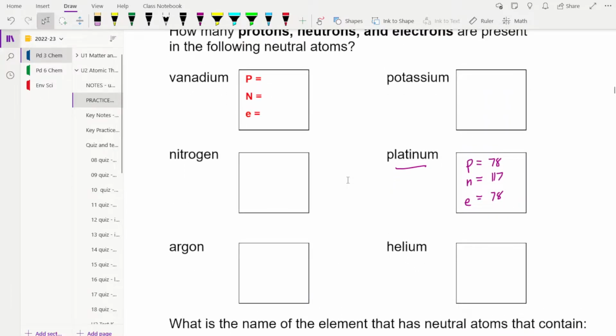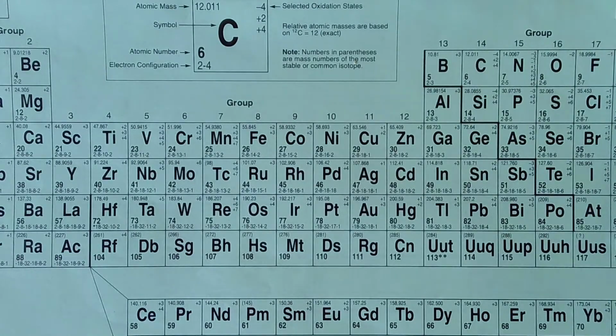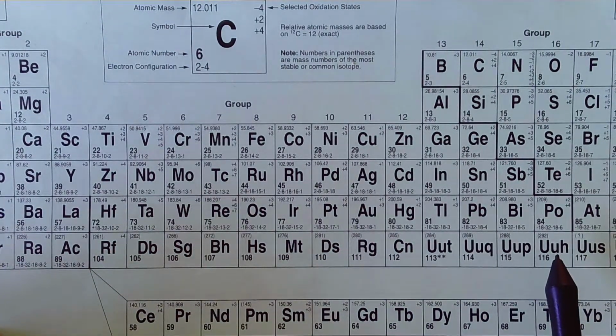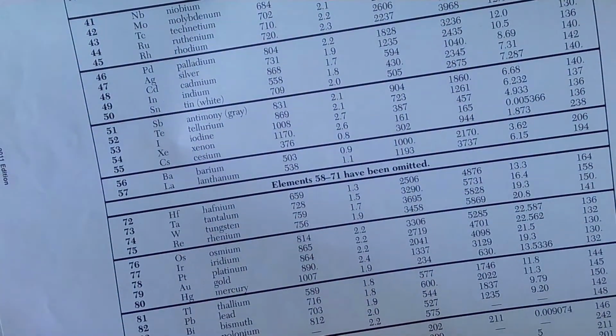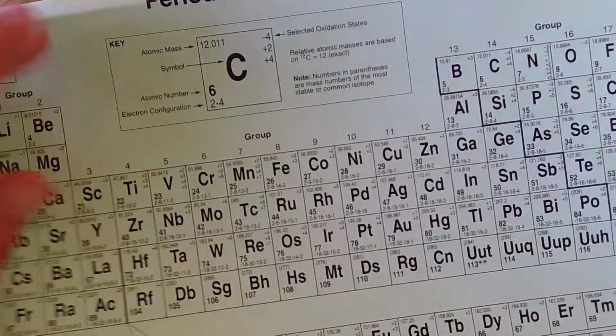Here's platinum. To do these, don't stress too much. You just have to know platinum, and you're welcome to look on the periodic table to find what you believe is platinum. If you're not sure where platinum is, you just turn the page. It should be right there. Scanning through here, you see platinum. Pt is the symbol, and that's what we needed.